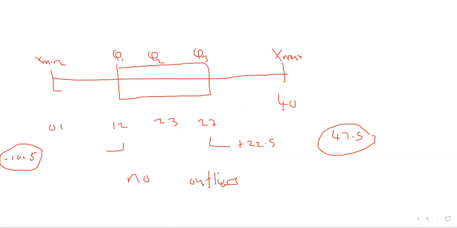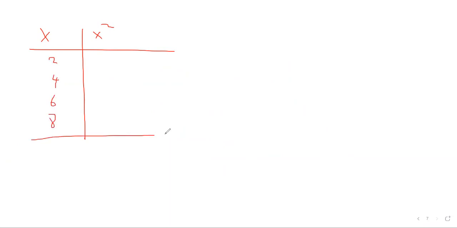Then we go to finding the mean, the variance, and the standard deviation. So we have 2, 4, 6, 8. So this is 4, 16, 36, and 64. I left another 4 here, 16.